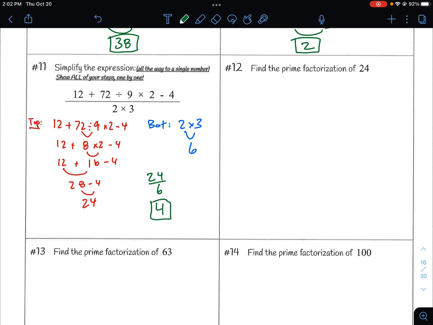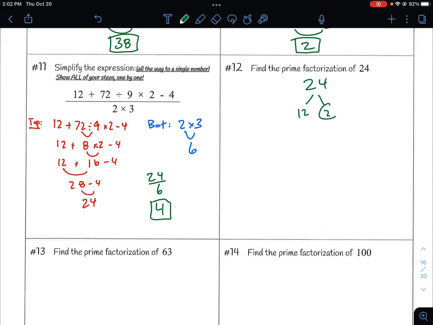Let's try number 12. Find the prime factorization of 24. Prime factorization means I need to factor the numbers out. One of the ways I can do that is a factor tree. So I ask myself, what numbers multiply to get us 24? Well, how about 12 and 2? 12 times 2 equals 24.